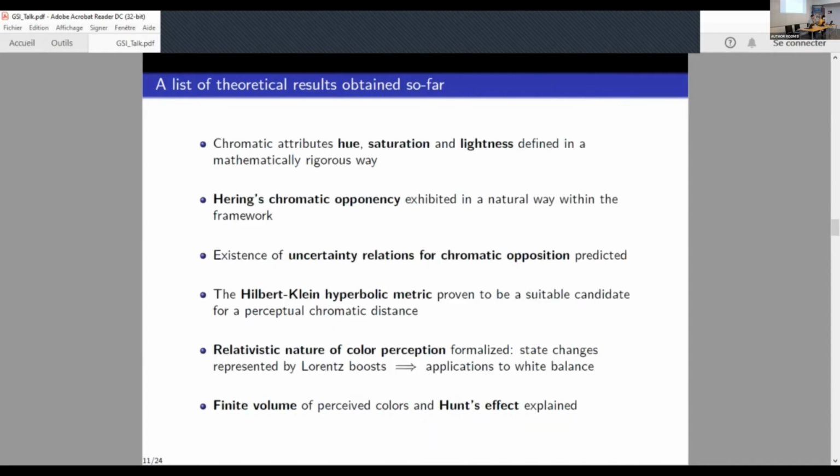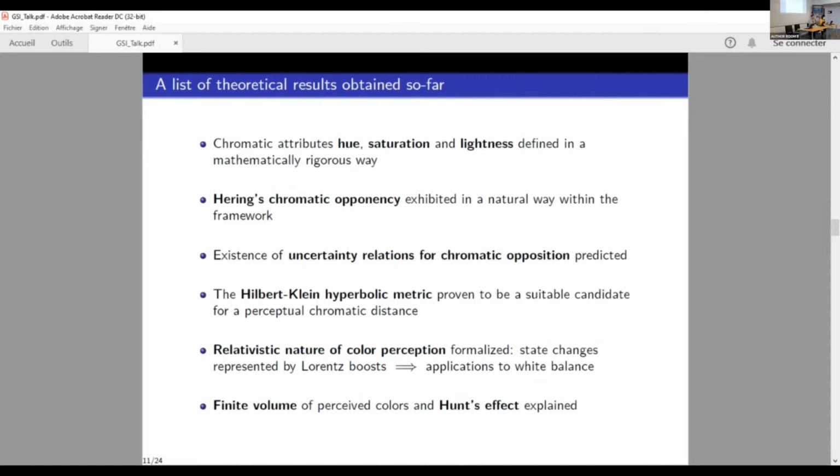Since I don't know if I will keep the time, this is a list of results that we have obtained, then we will see how much of these results I can discuss. So the first result is that we gave a mathematically rigorous definition of chromatic attributes such as hue, saturation, and lightness. Hering chromatic opponency is exhibited in a natural and intrinsic way within our framework. We have proven theoretically the existence of uncertainty Heisenberg-like relations for chromatic opposition.